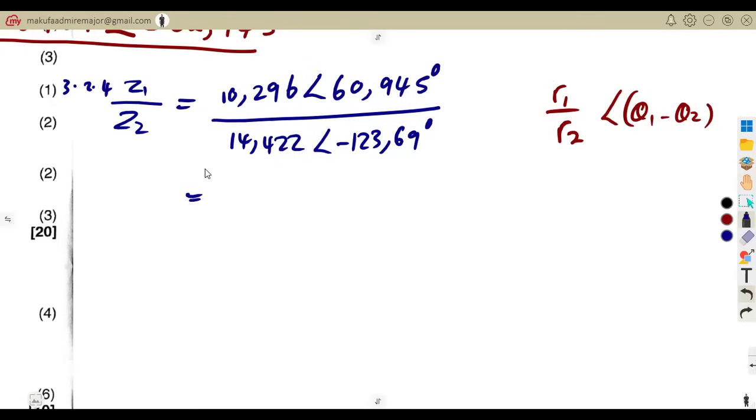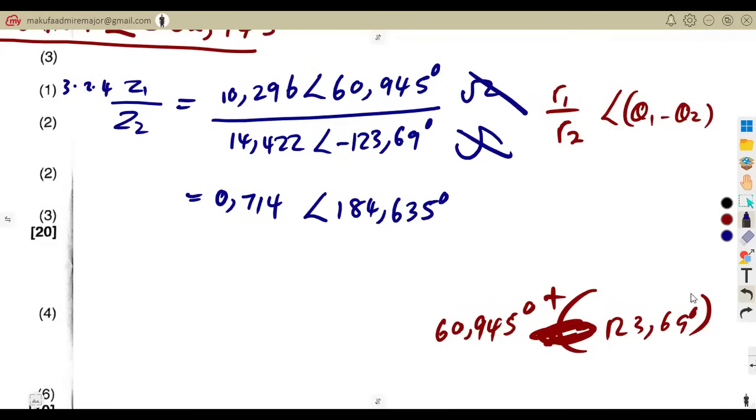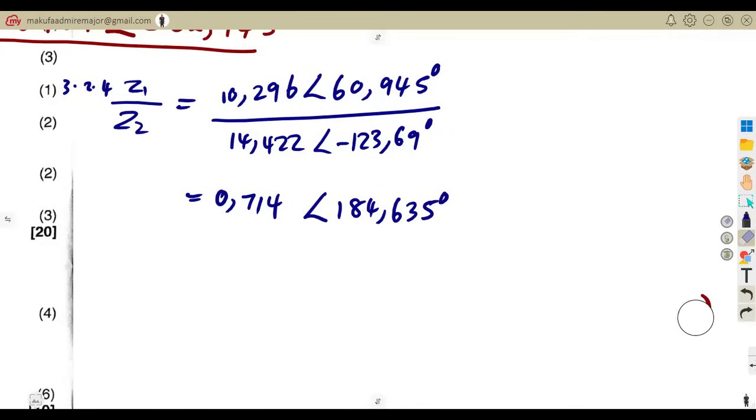So that gives us 0.714 at an angle you subtract. So as you're subtracting, it's 60.945 minus, because that one is carrying a negative, 123.69 degrees. So the minus and minus become a positive. So you're adding this time. It gives us 184.635 degrees. So like I say, these are in ohms, but if you cancel them, you cannot write any units. Just leave it like that. We cannot say ohm there.